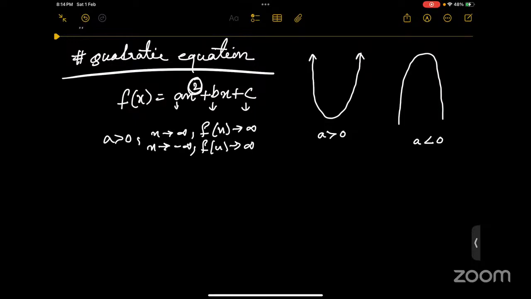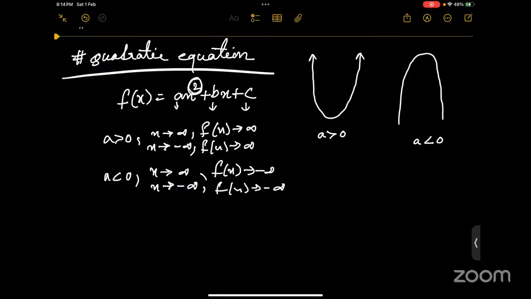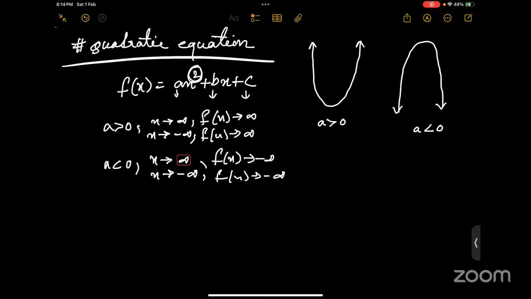And similarly, if A is negative, then for both x tending to infinity and x tending to minus infinity, we get f(x) tending to minus infinity. That means both ends will be towards negative y infinity, that means toward the downward direction. That's why if A is positive, we get a parabola in the upward direction, and if A is negative, we get a parabola in the downward direction. Okay, is it clear? Yes, ma'am. Okay.